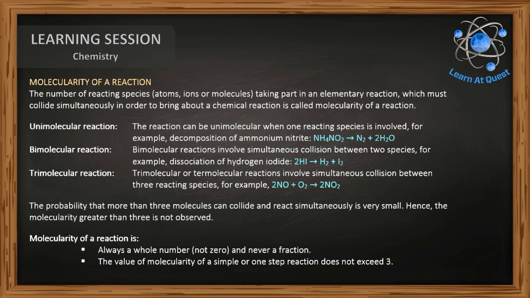The value of molecularity of a simple or one-step reaction does not exceed 3, as we saw in the previous line that the probability that more than 3 molecules collide simultaneously to form a product is very small. Hence, molecularity greater than 3 is not observed in real life. Let us now solve a few examples from the lecture notes and understand questions based on order and molecularity.